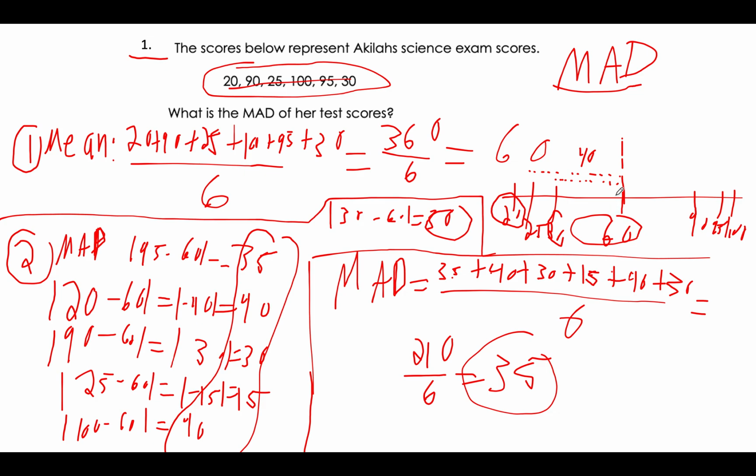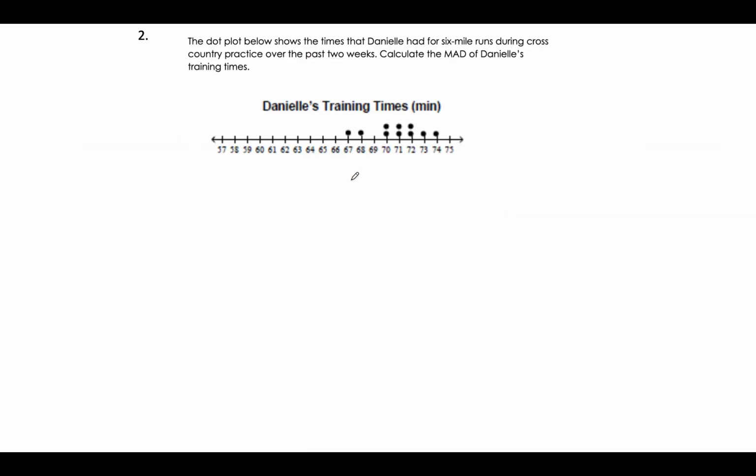Akila's test scores are 35 points away from the mean. So that means that she is not a consistent test taker. Because her MAD is so high, a high MAD means that we have low consistency. That means that she does not test well because she's inconsistent with her test scores. Let's take a look at question number 2.